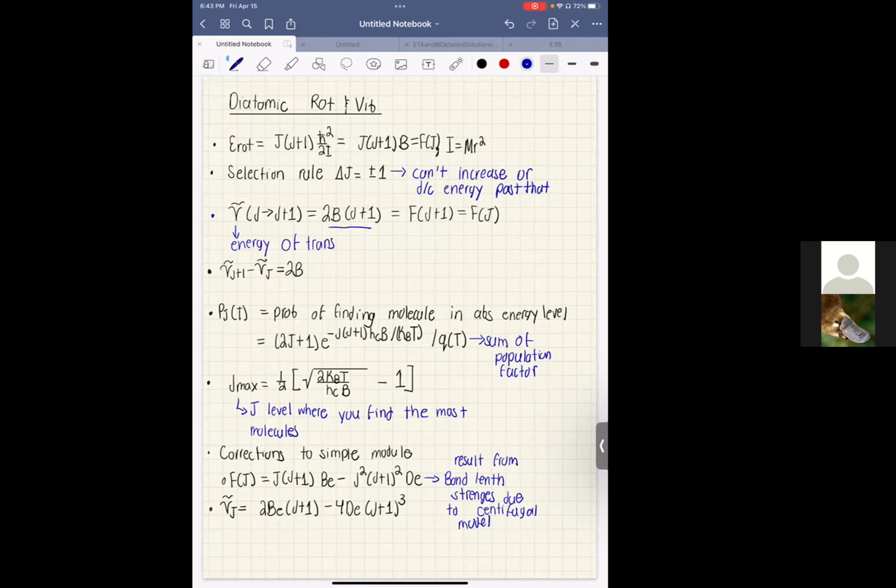Okay, so I don't know if they're going to ask you this in the exam, but this is just a good one to know: the population, or probability, of finding a molecule in a given energy level. It helps you solve for that specific energy. And if you take the derivative of this and set the maximum equal to 0, you find this, which is the J level where you'll find the most molecules. This increases with temperature, because if temperature is increasing, you have much more energy, meaning the J level will be higher, because higher J leads to higher energy.